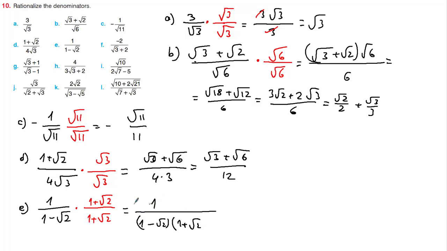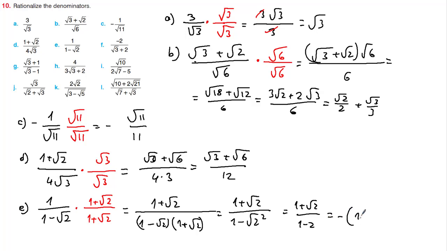And here we have, because we're multiplying only by 1, we have 1 plus root of 2. That's left 1 plus root of 2 over 1 times 1, it's 1 minus root of 2 squared. 1 plus root of 2 over 1 minus 2. That leaves us with denominator negative 1, so negative 1 plus root of 2.